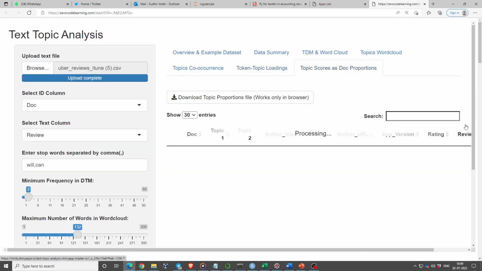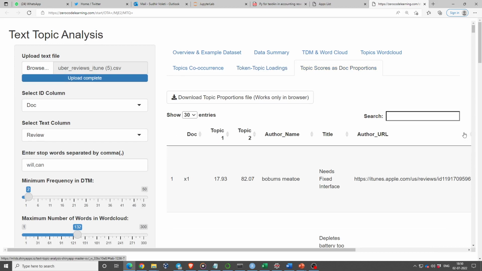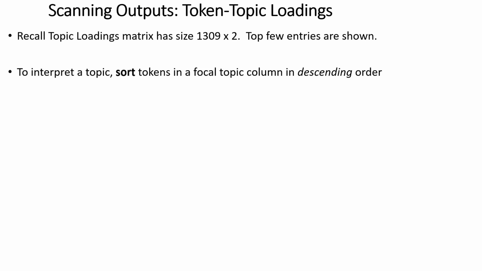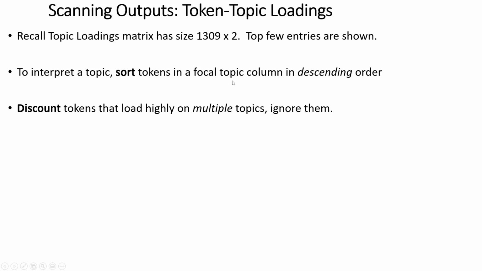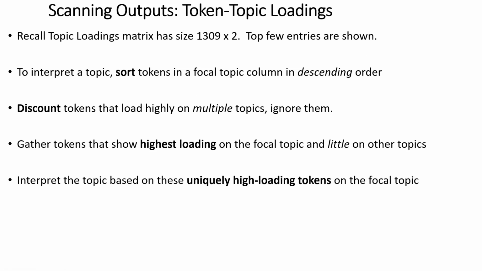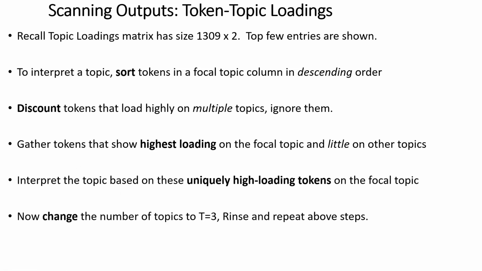Okay. And let's go here to topic scores and have a look. Before I do that, let me finish what we have just covered. Okay. To interpret a topic, we sorted the tokens in descending order, discounted the tokens that load highly on multiple topics. If you remember, Uber was loading heavily on both topics, so we discounted it. We gathered only those tokens that show high loading on one topic, the focal topic, say topic 1, but not on the others. And we use those uniquely high loading tokens to interpret the topic. We saw this. We also saw what happens if you change the number of topics to 3 and so on.